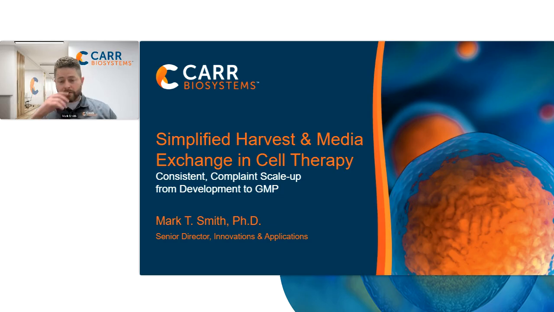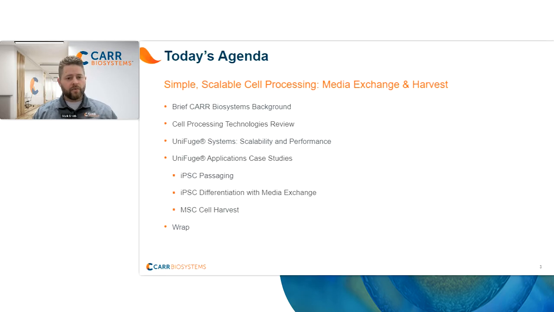While you answer that, I'll give a little background of what we're going to be talking about today and a little background on CARR Biosystems. For today's agenda, we'll be talking about our simple, scalable cell processing. We'll give that brief background on CARR, and talk about some typical cell processing technologies. Then we'll take a deeper dive into our Unifuge system for scalability and performance. At the end of that, we'll hit a couple of key case studies, iPSC differentiation and passaging, and MSC cell harvest, and then we'll wrap for today.